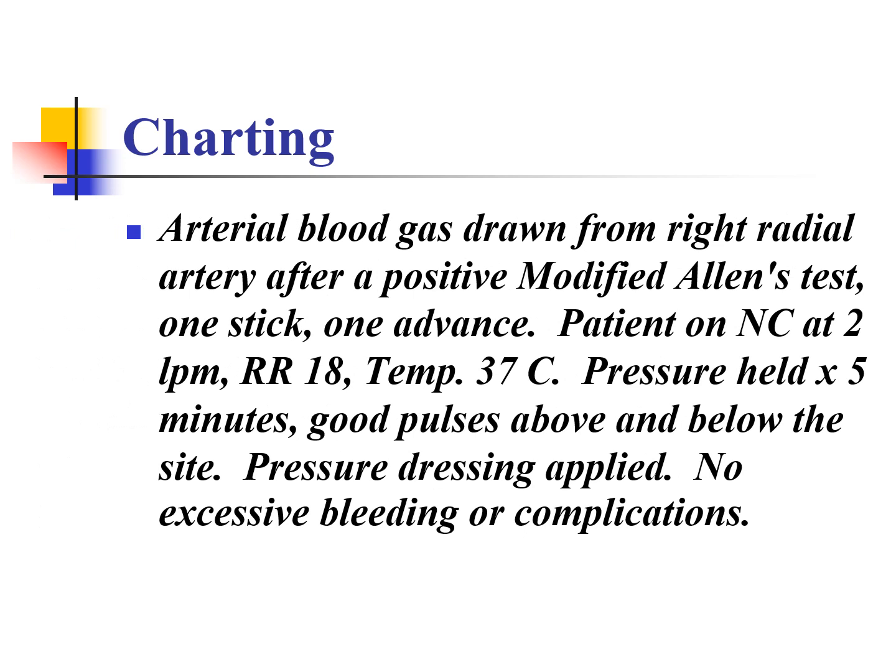So here's an example of a blood gas drawn from the right radial after a positive modified Allen's test. 1 stick, 1 advance. Good job, whoever did that. Patient on a cannula at 2 liters a minute. Respiratory rate of 18, 37. So this would be 28% or 0.28. Pressure held times 5 minutes, right? 3 to 5 minutes. Good pulses above and below. Pressure applied. No excessive bleeding or complications.